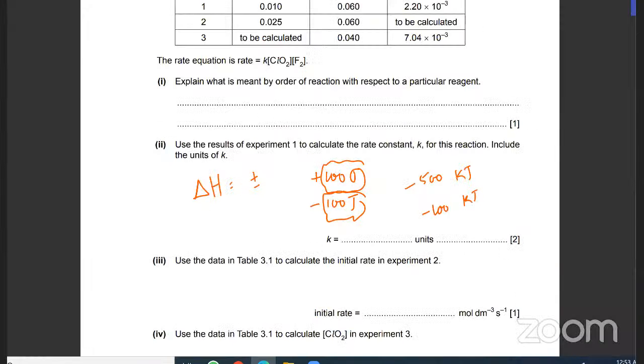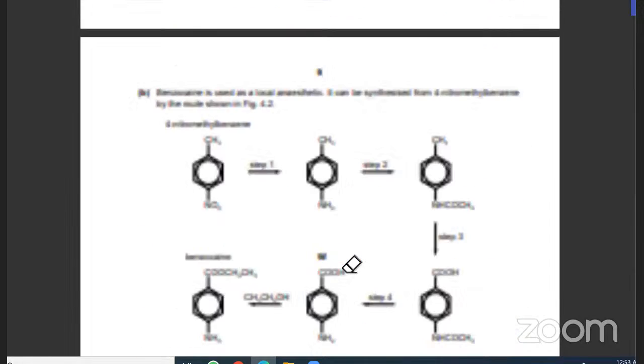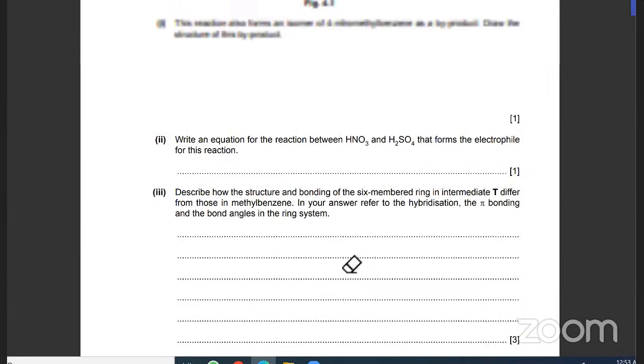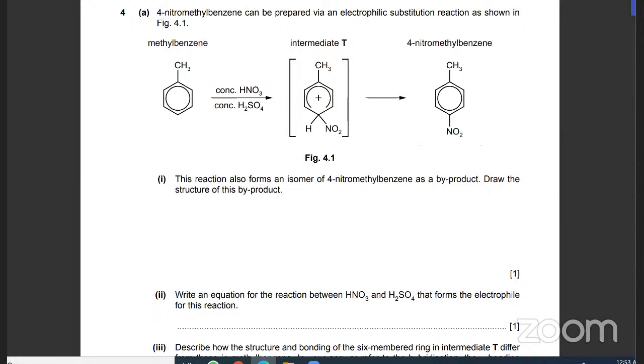We can start with the specimen paper organic part. I'm going to start with this one, which is a typical organic question. The reaction also forms an isomer, 4-nitromethylbenzene, as a byproduct. Draw the structure of this byproduct.